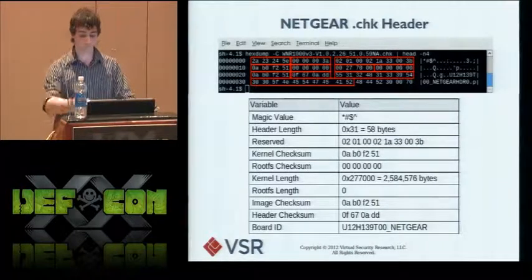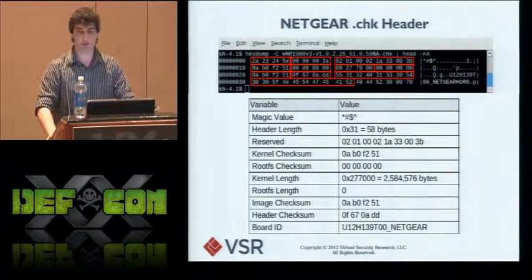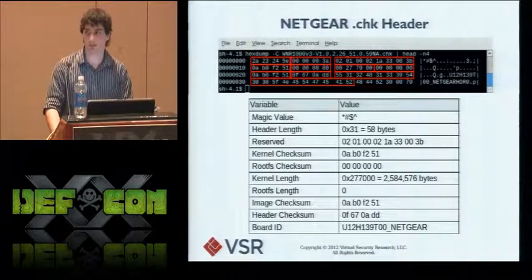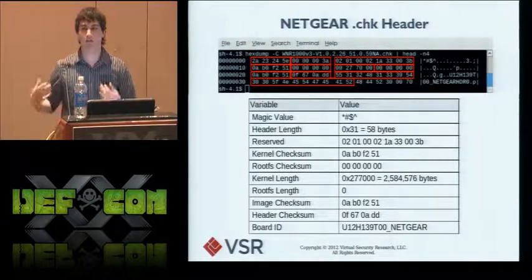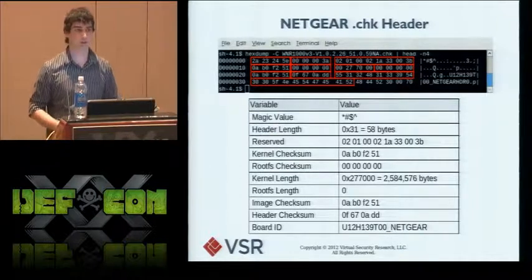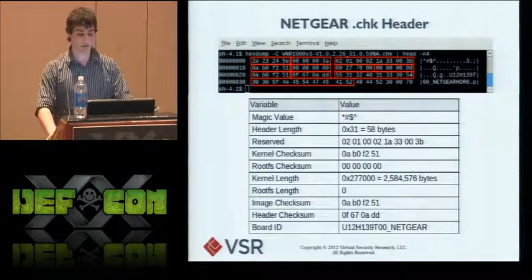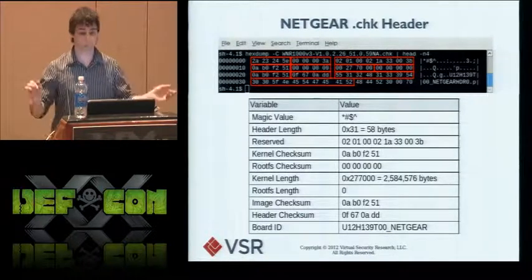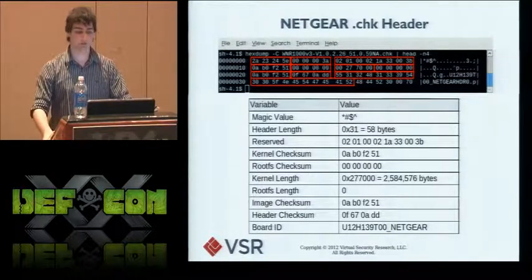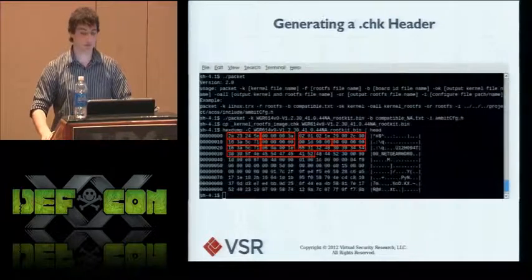And the HDR0 immediately after it isn't actually part of the board ID, but it's the beginning of our TRX header. The TRX header is used to provide metadata about the LZMA blob, the Linux kernel that was directly after it. As you see, we have the header length, which is 58 bytes, reserved 8 bytes, which we don't really care about. It has no effect on anything we do.